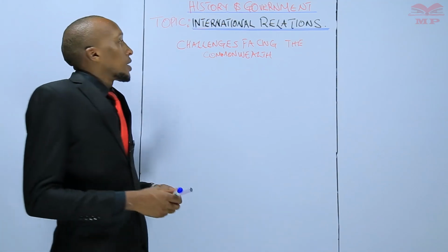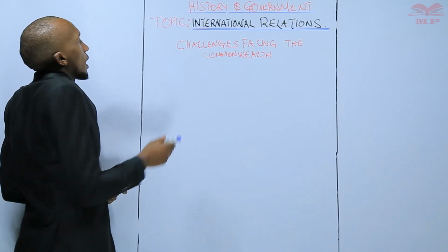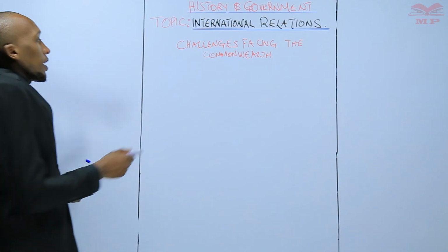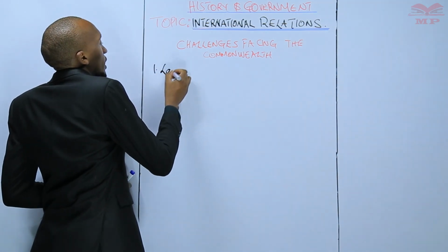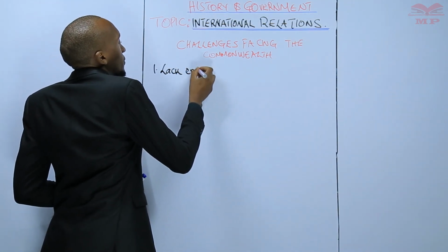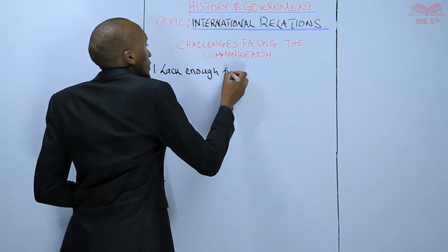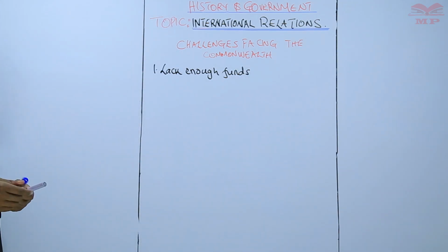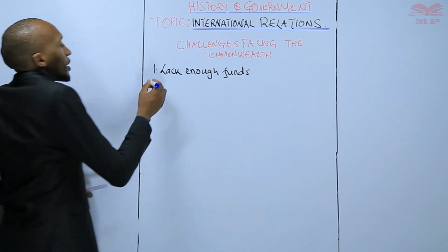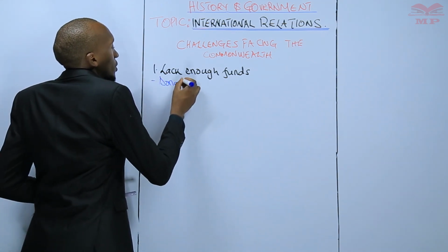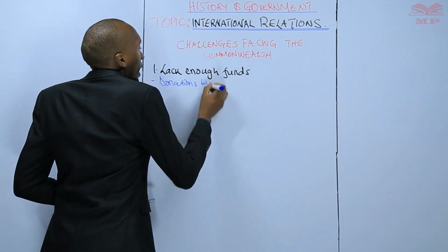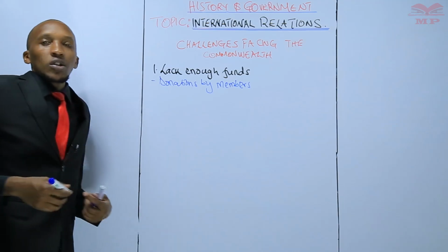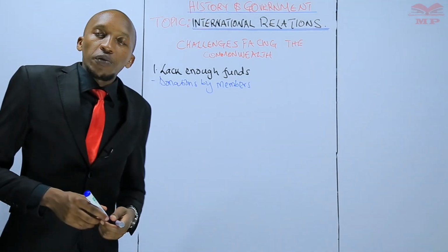And the first shortcoming, or the first weakness that is seen, is the lack of enough funds. They do not have enough funds to facilitate their activities. Remember, they rely on donations by members, and members give these donations based on their population and the strength of their economies.